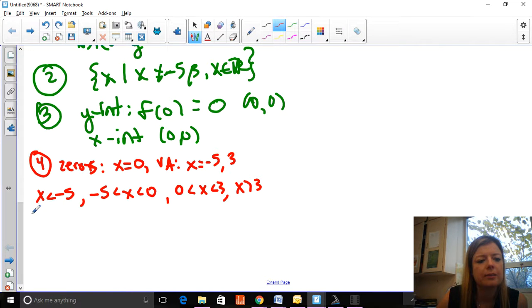So to do this, I literally just can plug in points. So I put in f at -6. And what do I get out of it? Well, I get -6 over 36 squared.